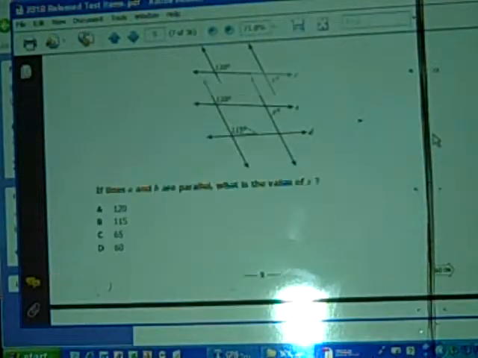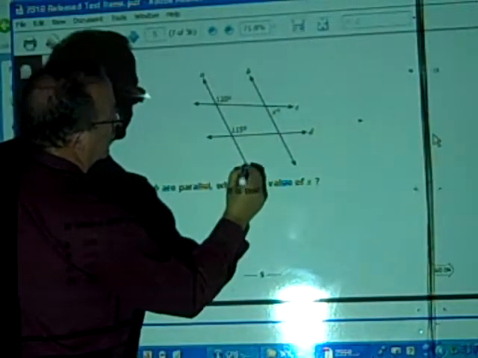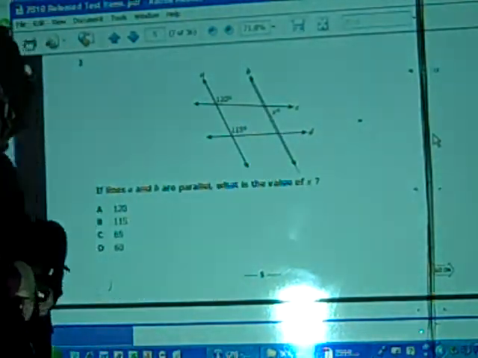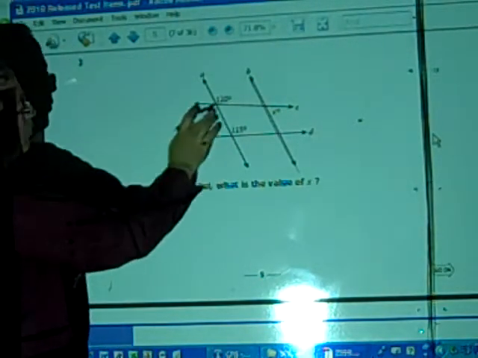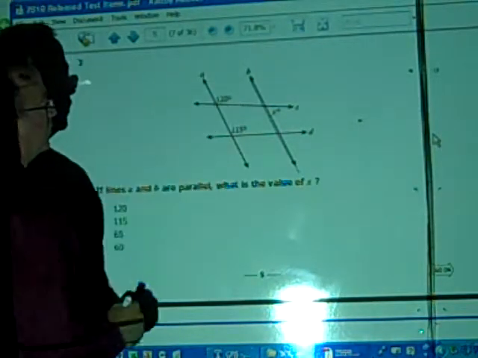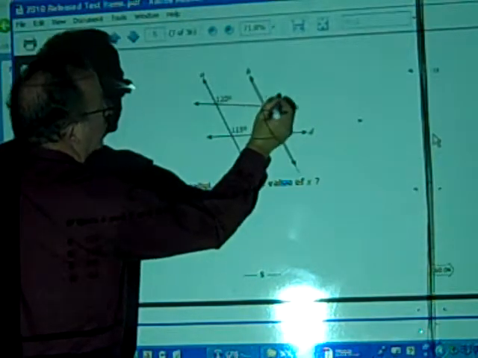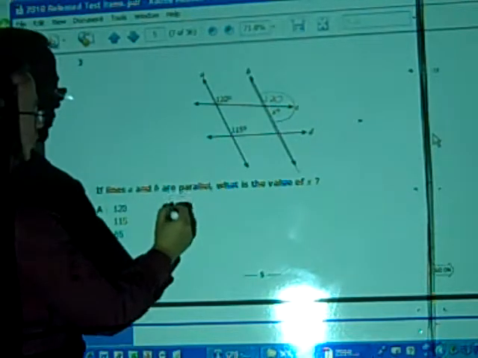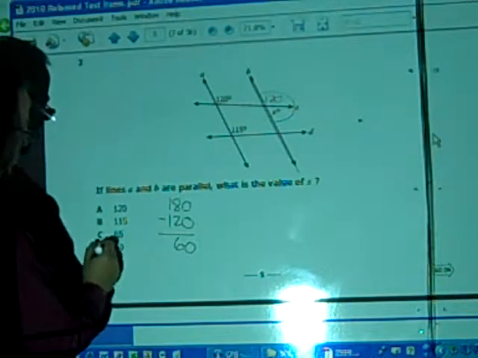Number 3 says if lines A and B are parallel, what is the value of x? We're talking about these two lines right here, A and B, and we want to know what the value of x is. Well, we would use 120 over here, but 120 and x don't match in any type of angle pair that we know. So we're going to have to move 120 to a different location. We know that if these are parallel, 120 could move right here. So let's just move it there. Now we know that these two angles have to add up to 180, so we're just going to do 180 minus 120 gives us 60. The answer is D.